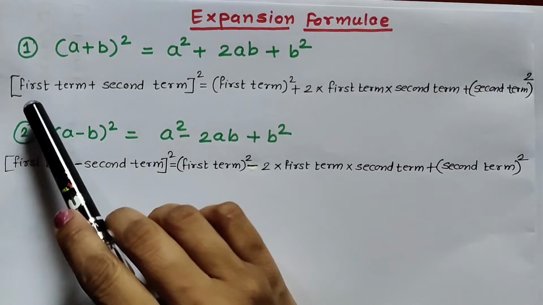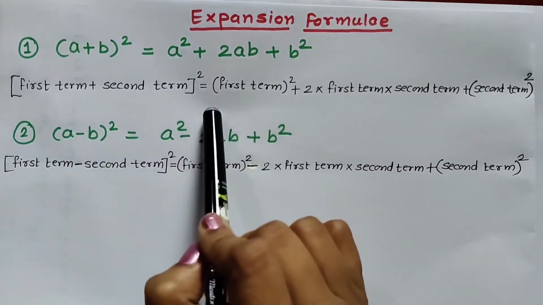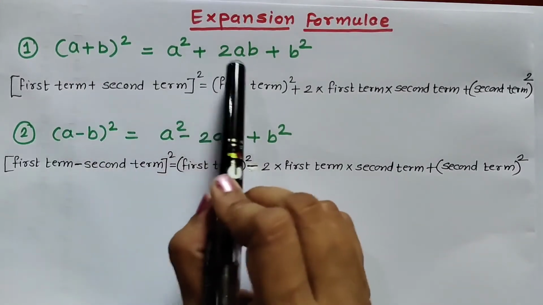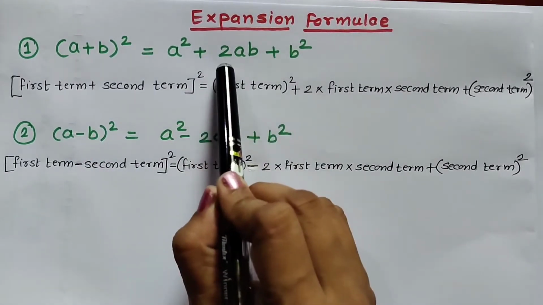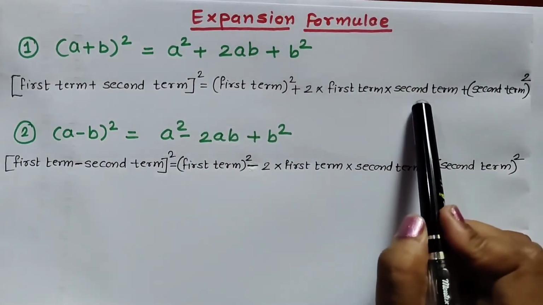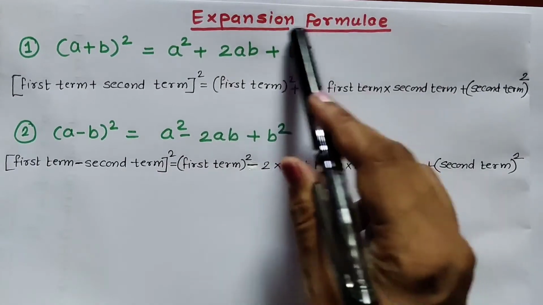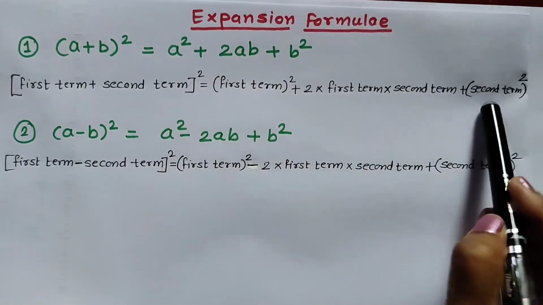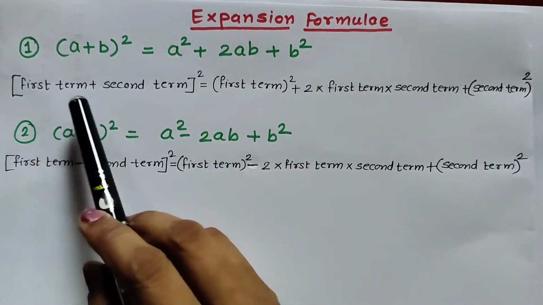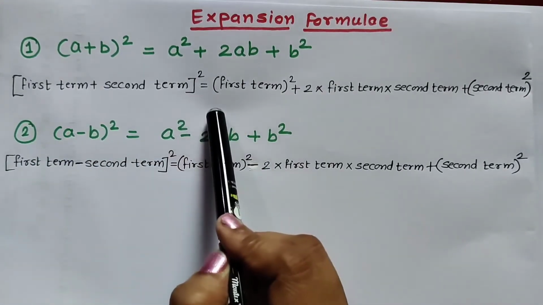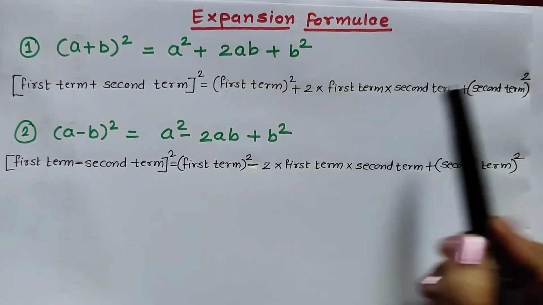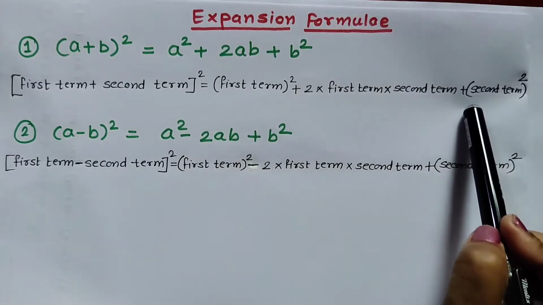can be memorized as (first term plus second term) whole square is equal to a square, means first term square, our a is first term. So first term square plus 2 multiplied by a multiplied by b means 2 multiplied by first term multiplied by second term, and plus b square means plus second term square. So this formula (a plus b) whole square can be memorized as (first term plus second term) whole square will be equal to first term square plus 2 into first term into second term plus second term square.